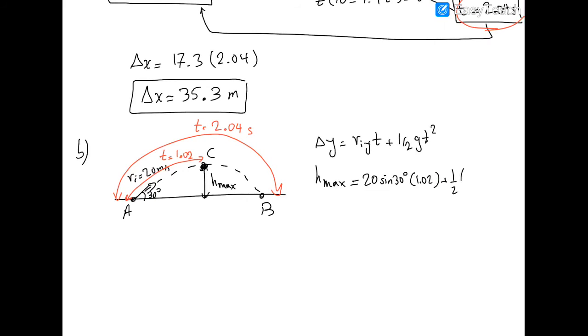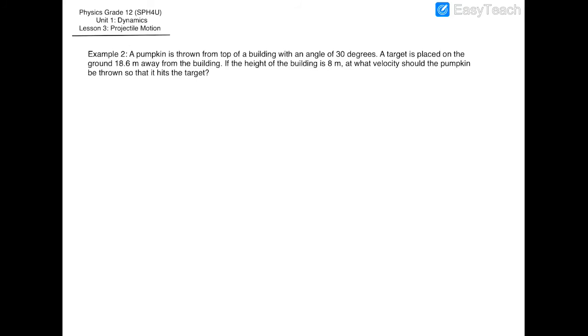plus 1 over 2, again negative 9.8, and again 1.02 squared. So if you just put these numbers in a calculator, the maximum height that you get should be around 5.1 meters.